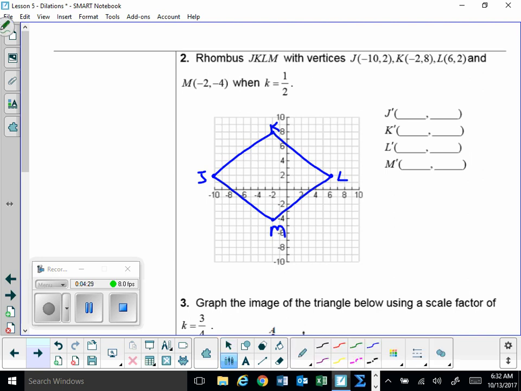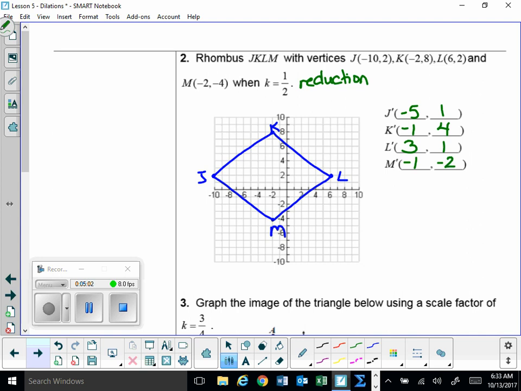Is that going to be an enlargement or a reduction? It is going to be a reduction. K is between 0 and 1. So I am literally going to take each of these ordered pairs and multiply by 1/2. So -10 times 1/2 is -5. 2 times 1/2 is 1. -2 times 1/2 is -1. 8 times 1/2 is 4, and so on.